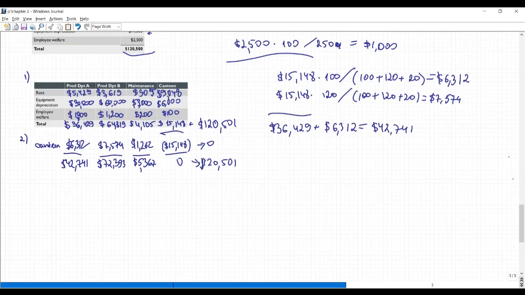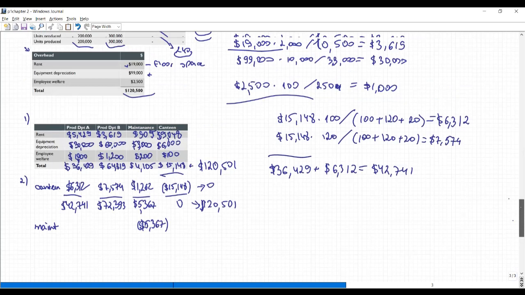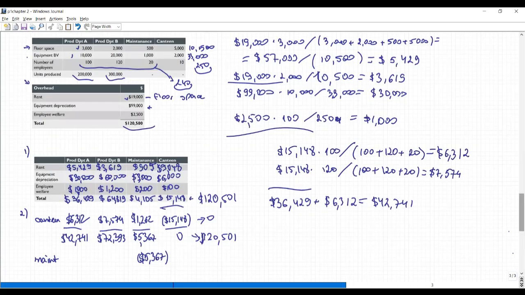Okay, and now we say, maintenance is a service supporting department, so we need to reapportion it as well. So we take away what overheads maintenance had. So it's 5,367 with a minus, and now we reapportion that. And what's going to be the basis? Well, I think it can be equipment book value. So the proportion will be 1 to 2.